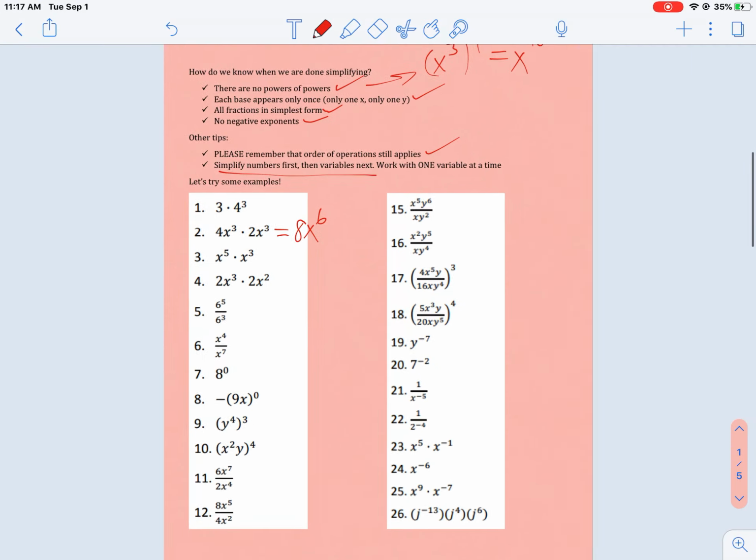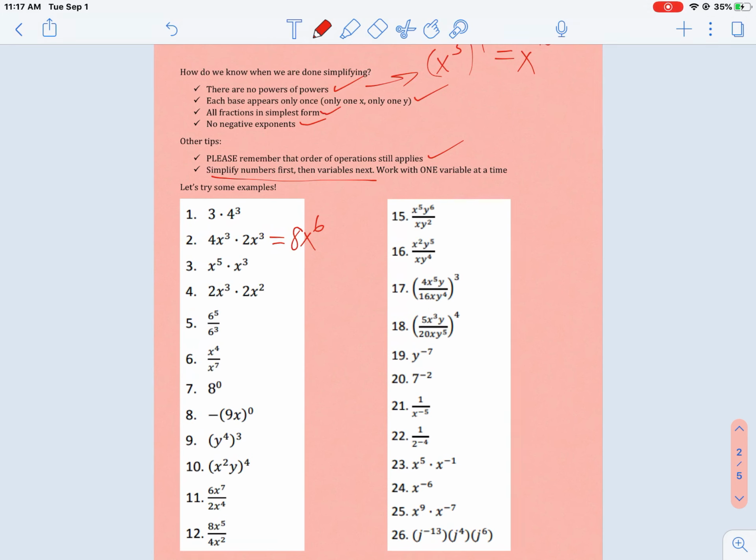So I would suggest just doing these problems. I have the answers below. And yeah, that's pretty much it.